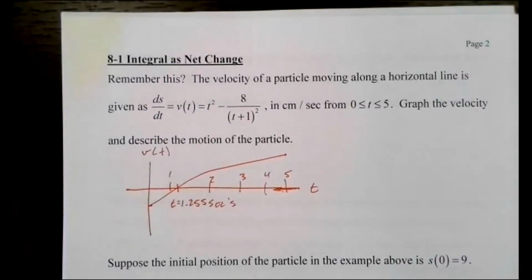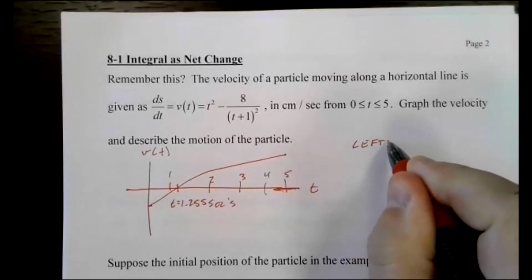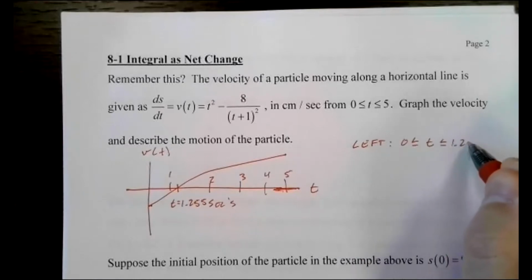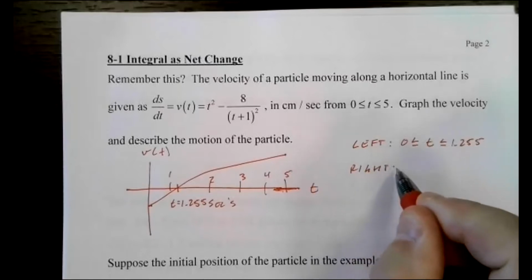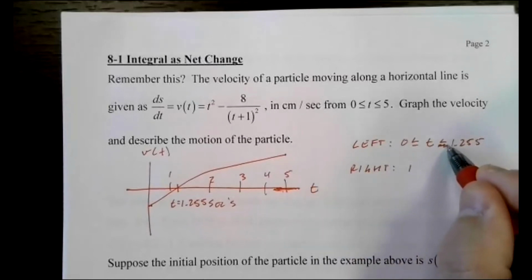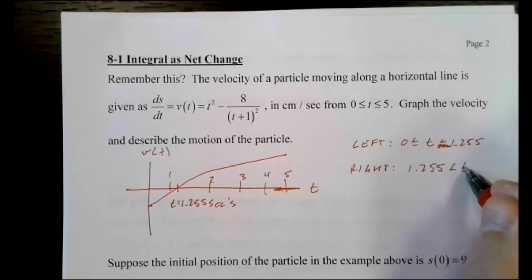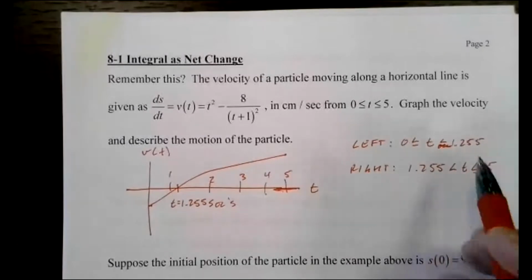Okay, well, what the heck does that mean? Well, where does it go to the left? When is it going to the right? When is it standing still? So, straightforward enough. Left is from 0 to 1.255 seconds. Right is, and there should be no equal sign there, 1.255 less than t, and they only asked for the first 5 seconds, so up to 5. All right, again, there's no equal sign here.